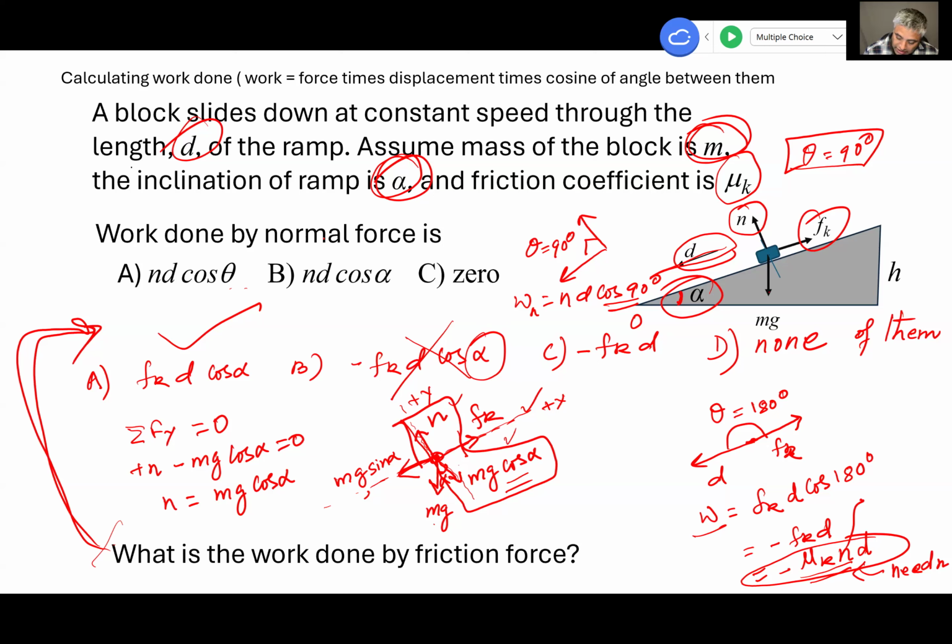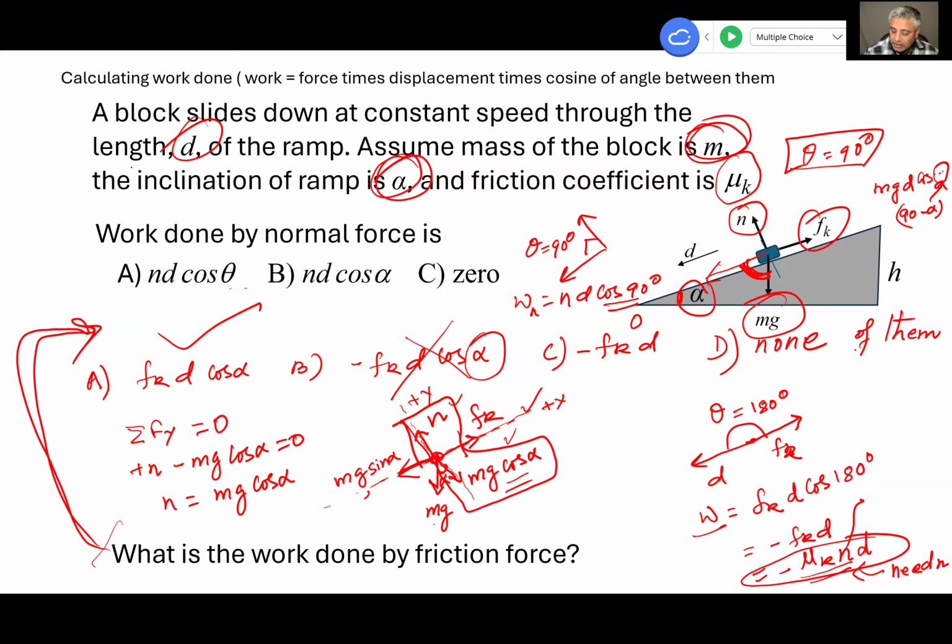There can be one more thing you could be asked, since there is weight: how much work is the force of gravity doing? To find the work done by the force of gravity, we need this angle, which is not directly given. So maybe we cannot just use mgd cosine of the angle between them, because we don't know the angle between these two. If this angle is known, then yes, you can do that, and that's going to be 90 minus alpha. So that's one way to do it.